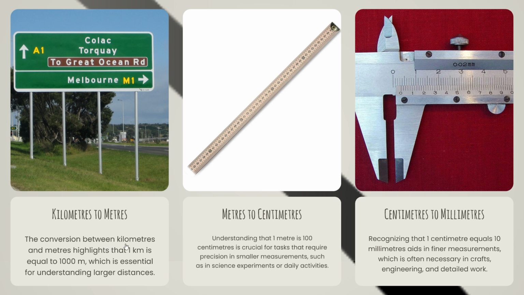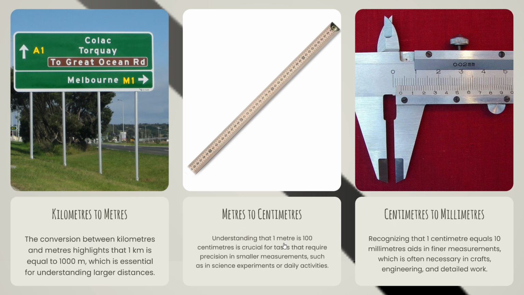First, we can start with the kilometer and meter relationship. That is, 1 kilometer is equal to 1,000 meters, which is essential for understanding large distances. We can see that cities like Melbourne have their distances measured in kilometers, not in meters or centimeters. For convenience, we are using kilometers.